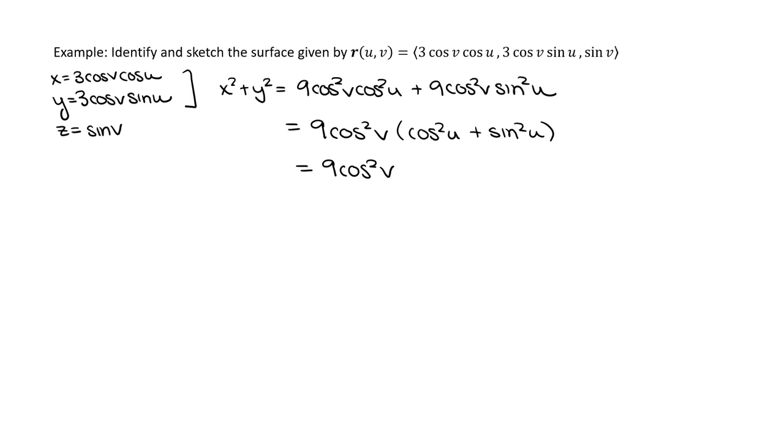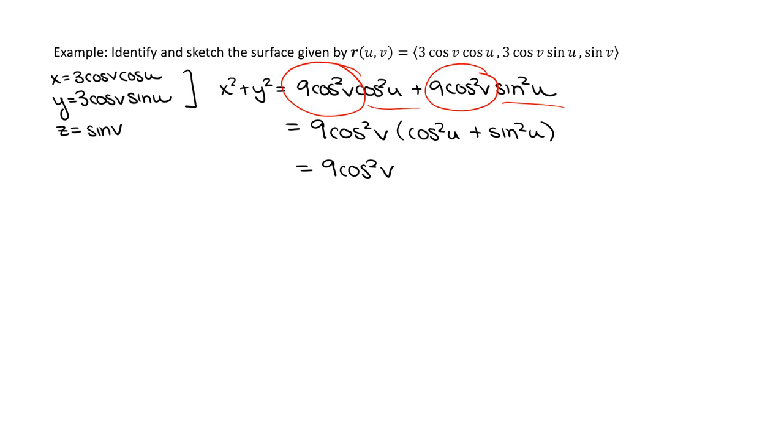If I do x squared plus y squared, I'm just going to take those parametric equations and square them. So x squared is 9 cosine squared v cosine squared u, and y squared is 9 cosine squared v sine squared u. Both of those terms have a 9 cosine squared v, so that's my GCF. I'm going to pull that out front, and I'm left with a cosine squared plus sine squared, which just turns into a 1. So x squared plus y squared simplifies down to 9 cosine squared v.